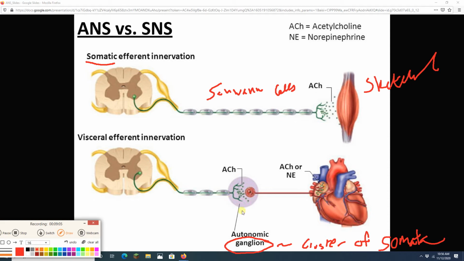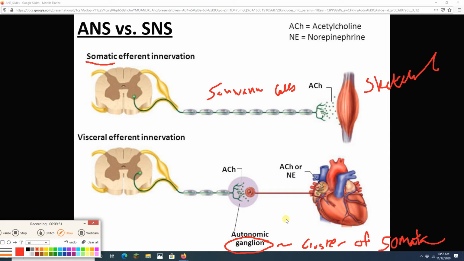So a two neuron pathway as opposed to a one neuron pathway, starting in the lateral horn as opposed to the ventral horn. The somatic pathway is heavily myelinated the whole way. This one's myelinated in the first part, but unmyelinated in the second part. It's definitely going to be slower because we have a synapse to deal with and an unmyelinated neuron as the second part. And this unmyelinated second neuron is going to release either acetylcholine or norepinephrine, depending on whether we're talking parasympathetic or sympathetic.